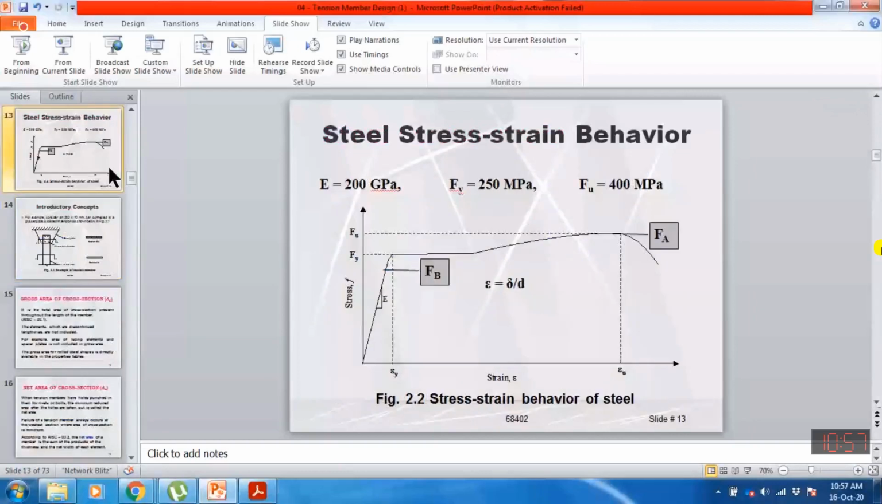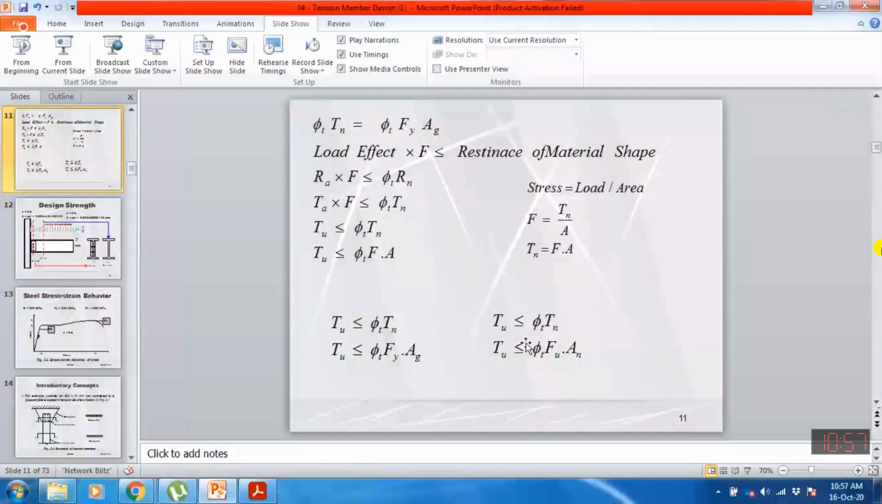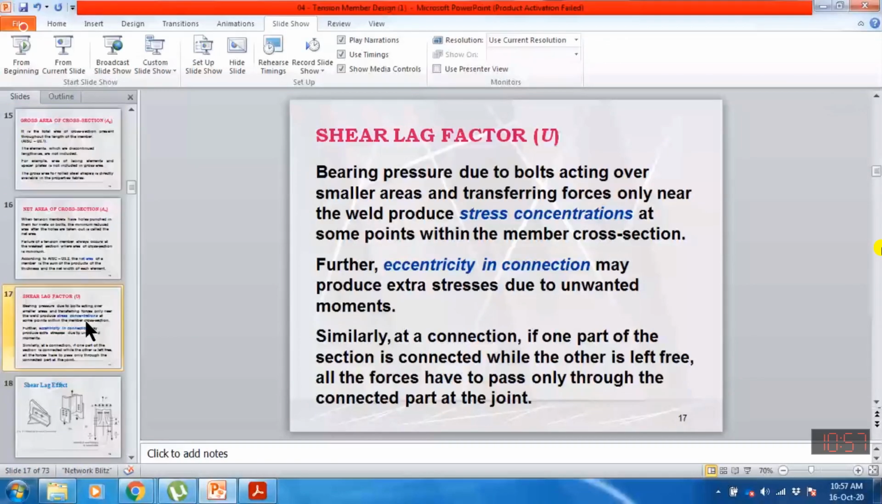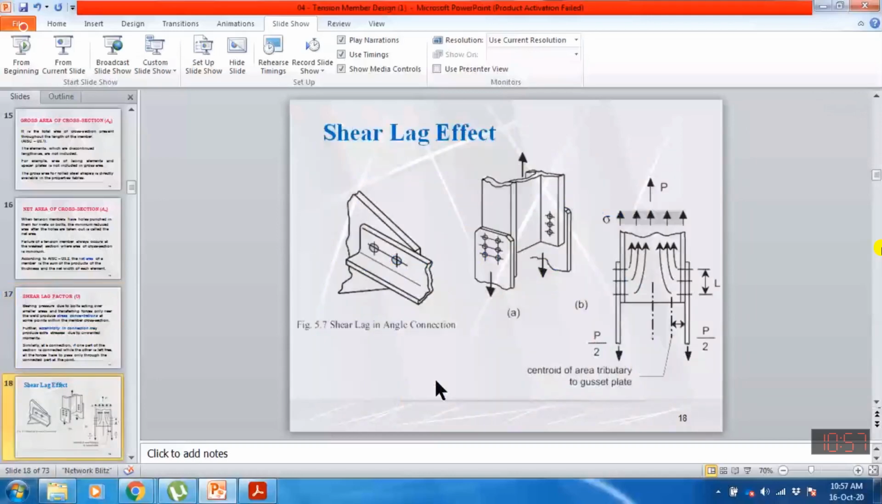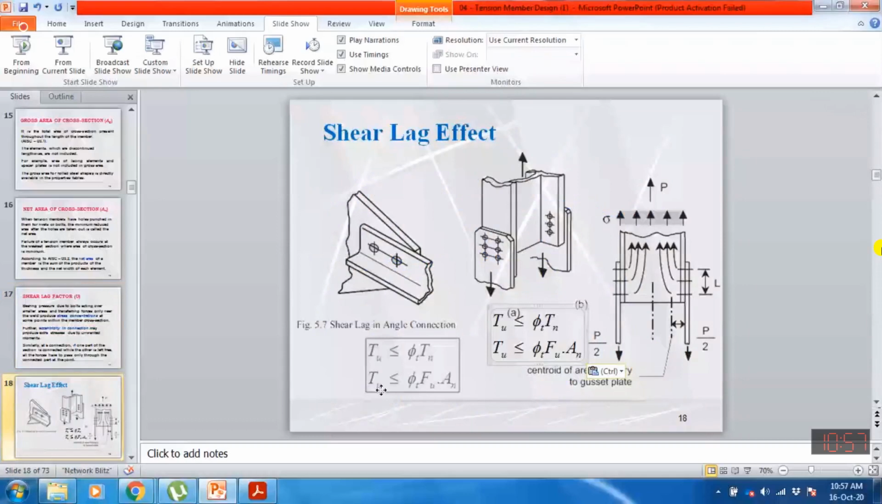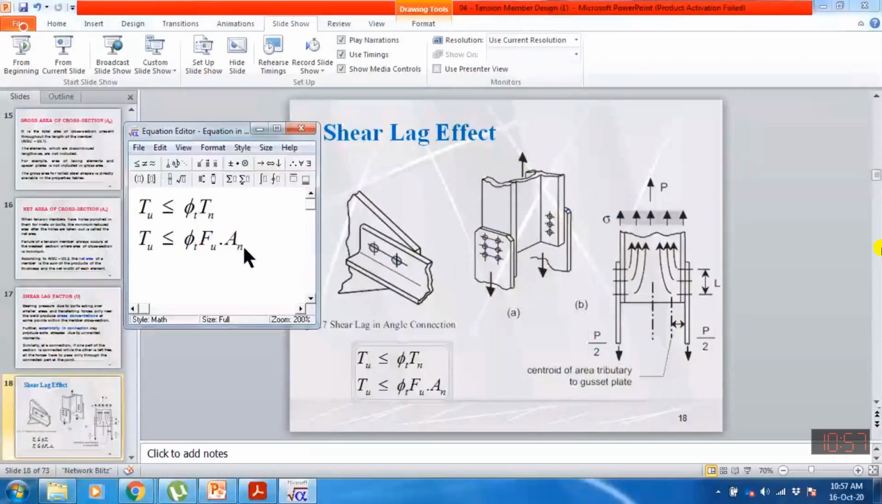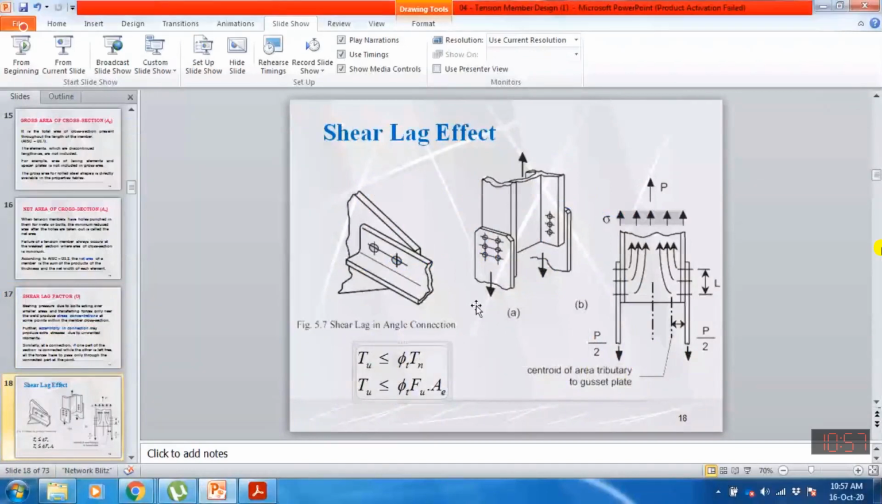Actually, sometime what we do, now I am more interested. We actually are not using the net area, rather we use the effective area. And what will be the effective area, I will explain now, and why we need to compute this effective area.